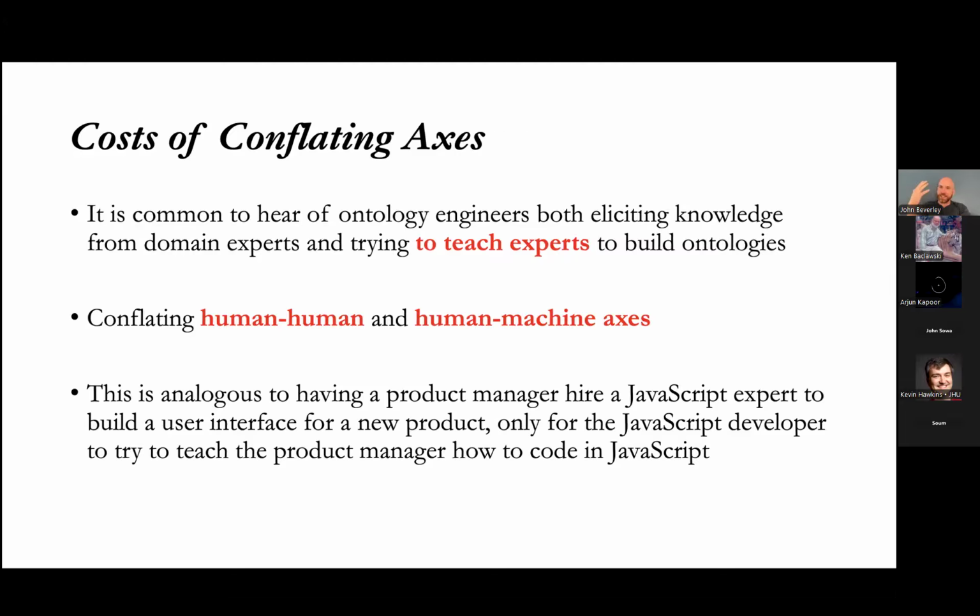To me, it's no different from having a product manager hire a JavaScript expert to build a user interface for some new product, only for the JavaScript developer to try to teach the project manager how to code in JavaScript. That is how I see it. When I go to a subject matter expert meeting and I hear some ontologist trying to explain what a continuant versus an occurrent is, this is BFO terminology, the kinds of things that exist in time versus things that exist over time, I usually just intercede. We're not training them. We need to understand what they need, right? It's a different expert or specialty.